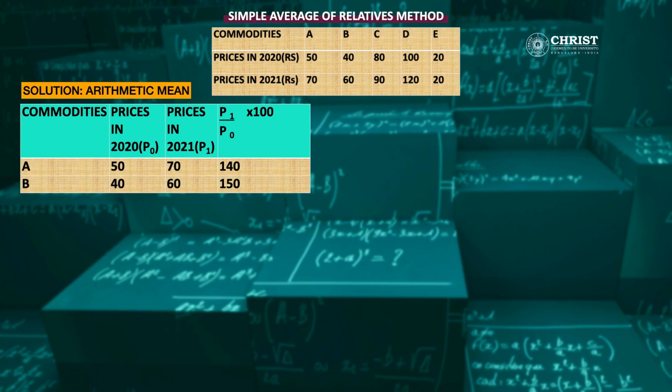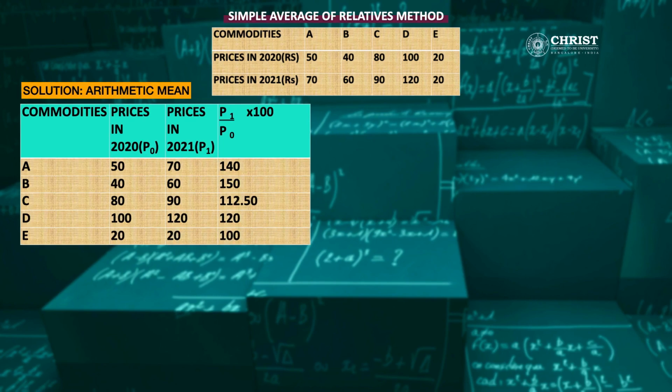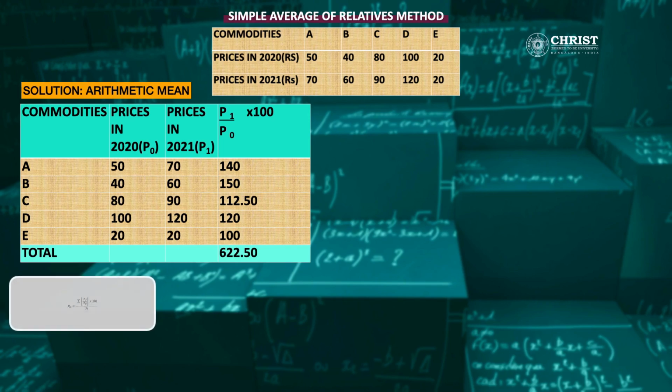For the price relative, the first one, we calculate 70 divided by 50 into 100. That is how we are getting 140. That is how it is calculated for all other commodities. Now we have to substitute the values in the equation. P01 is equal to sigma of (P1 divided by P0 into 100), divided by n.